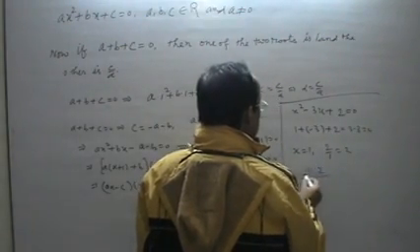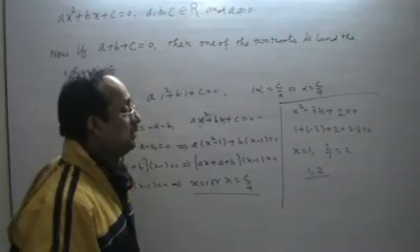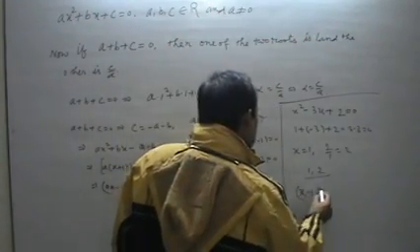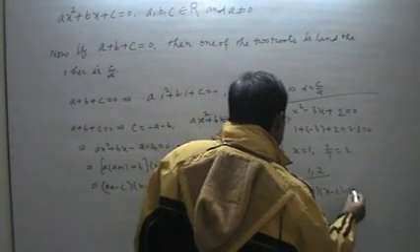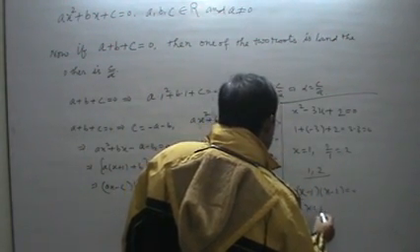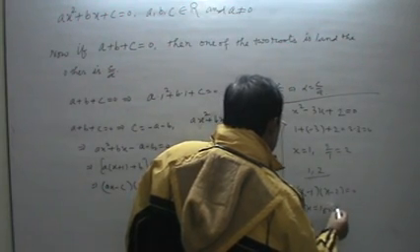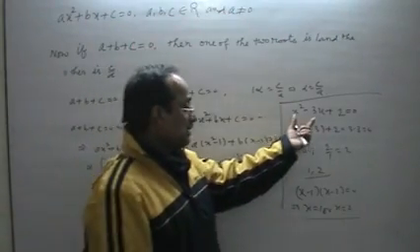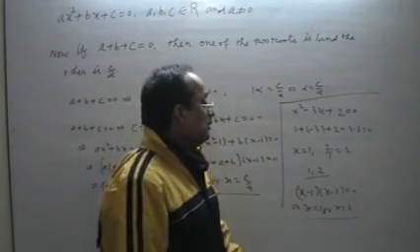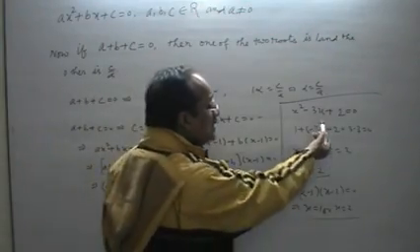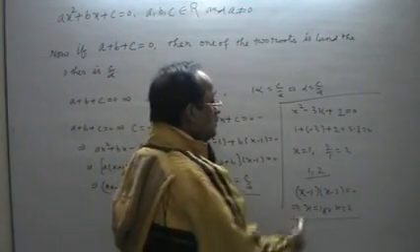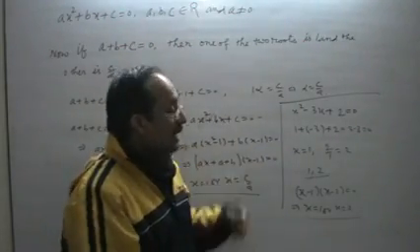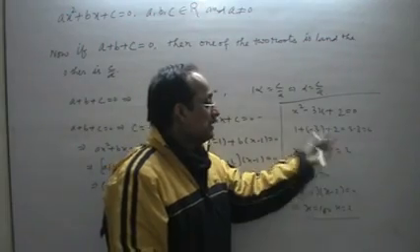So the roots are 1 and 2, and clearly the roots are 1 and 2. If you factorize, you get (x − 1) into (x − 2) equal to 0, implies x equal to 1 or x equal to 2. So it is the quadratic equation where the roots are 1 and 2, but as the sum of coefficients is 0, we directly concluded that one of the roots is 1 and the other root is c by a, that is 2 by 1, that is 2.